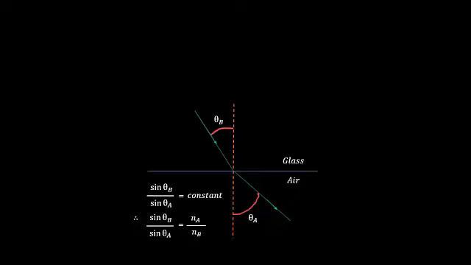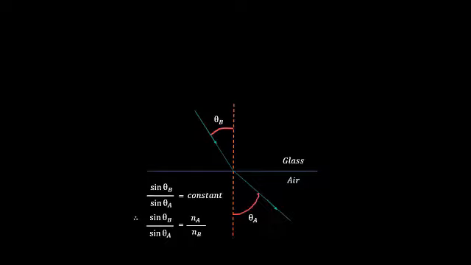Hence, we can say that according to Snell's law, the ratio of the sines of the angles is equal to the inverse ratio of the refractive indices of the materials, where the refractive index of a material is related to how fast the light propagates through it.